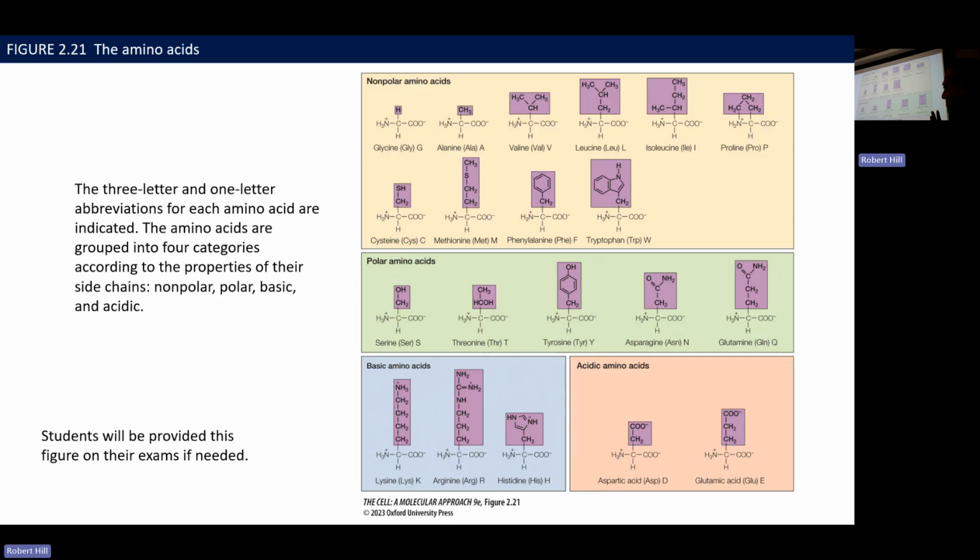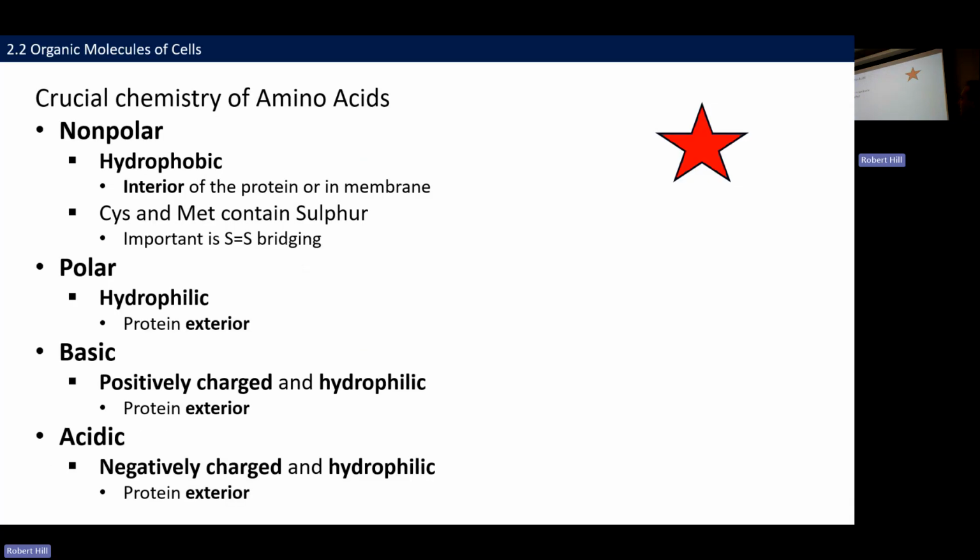You need to start to become familiar, though, with all these terms, right? You should know if I'm talking about phenylalanine that we're talking about an amino acid. Get familiar with the 3-letter abbreviations as well, because those are readily used. But again, this figure will be provided for you on the exams if necessary, okay? All right, so just some crucial things, and it looks like some of you guys already have it figured out.